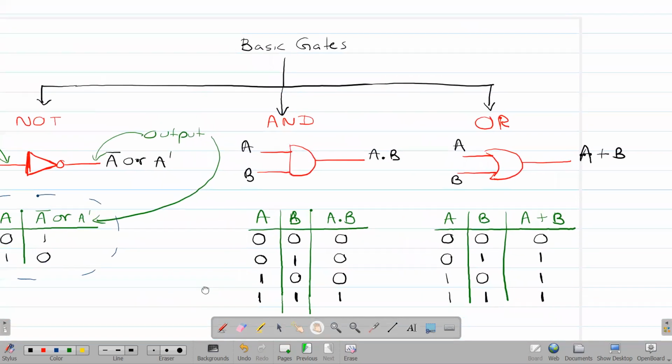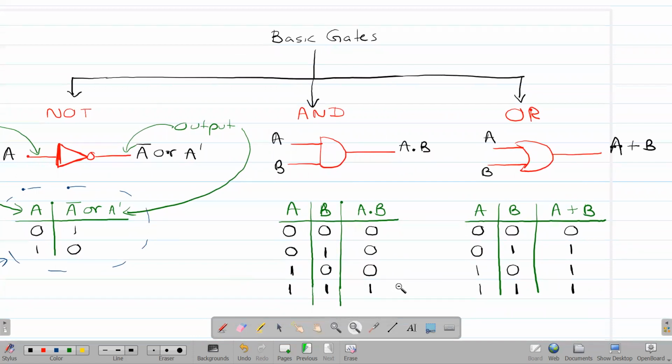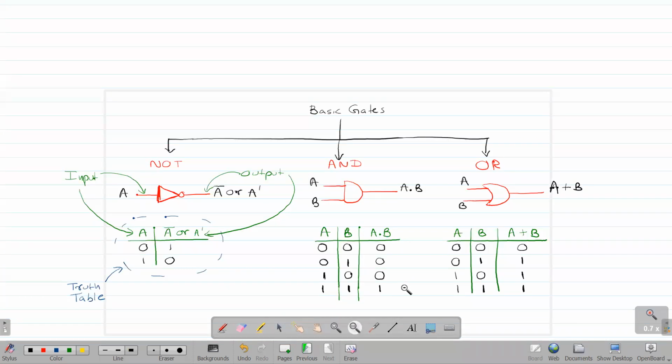So let's draw this thing, right? I'm going to minimize it like this. So here goes your basic gates categorization. Let me know when you're done.